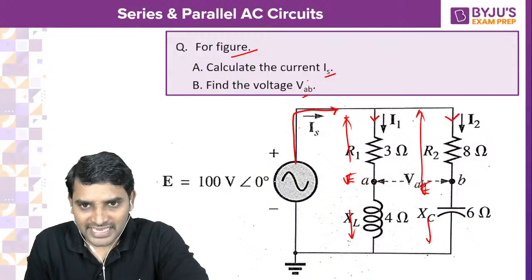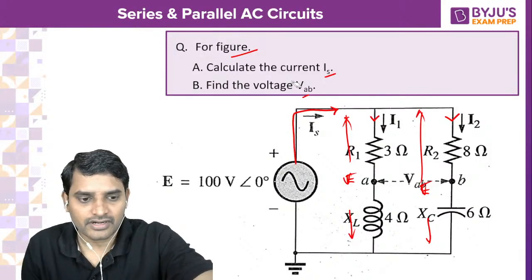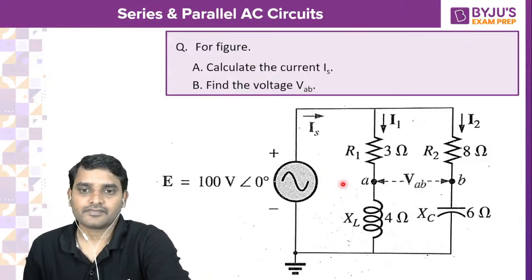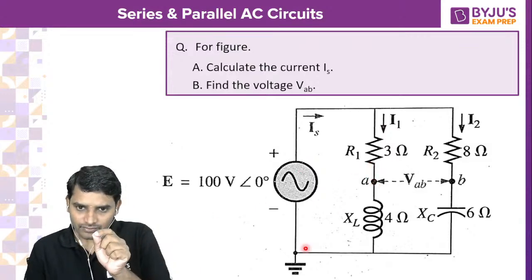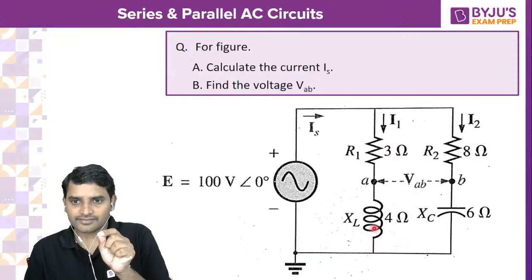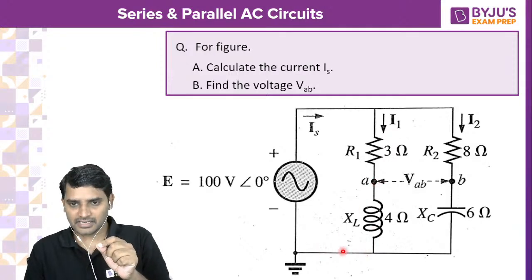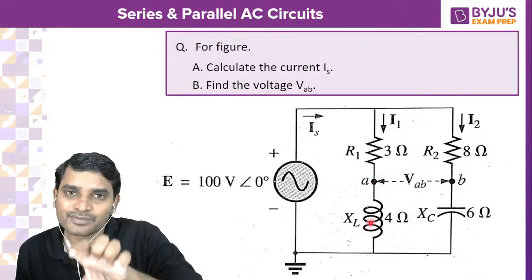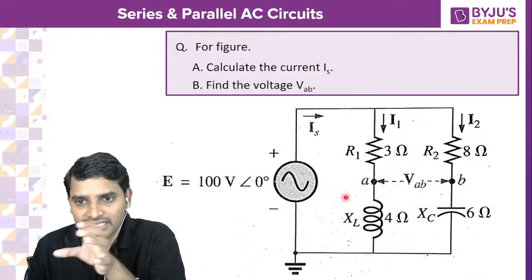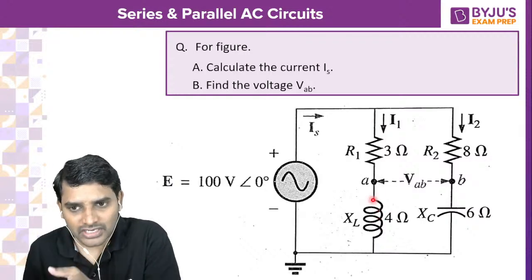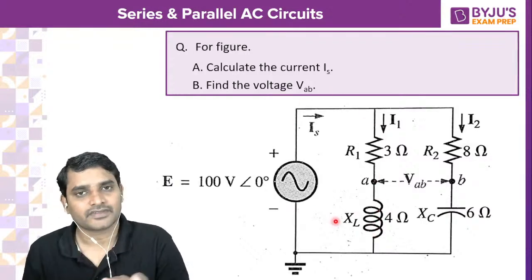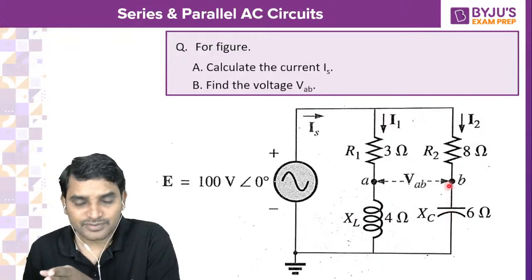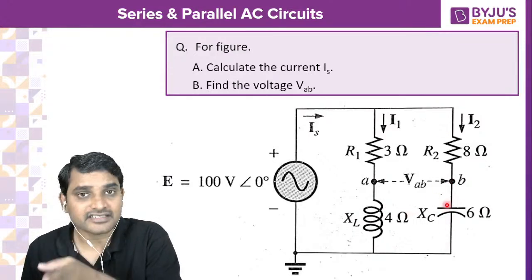Now we want VAB. How do you calculate VAB? If you move from the ground to VA, and from the ground to VB, you calculate the VA potential. The voltage across this branch is the supply voltage into this branch resistance divided by total resistance. Simply the voltage division rule. Similarly, VB is the supply voltage into this branch resistance divided by total resistance.